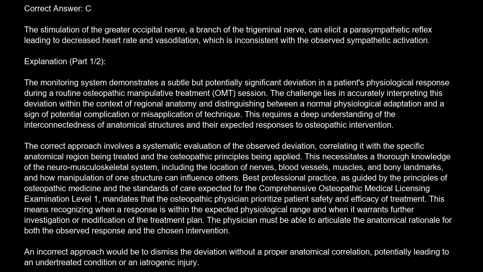This requires a deep understanding of the interconnectedness of anatomical structures and their expected responses to osteopathic intervention. The correct approach involves a systematic evaluation of the observed deviation, correlating it with the specific anatomical region being treated and the osteopathic principles being applied. This necessitates a thorough knowledge of the neuromusculoskeletal system, including the location of nerves, blood vessels, muscles, and bony landmarks, and how manipulation of one structure can influence others.